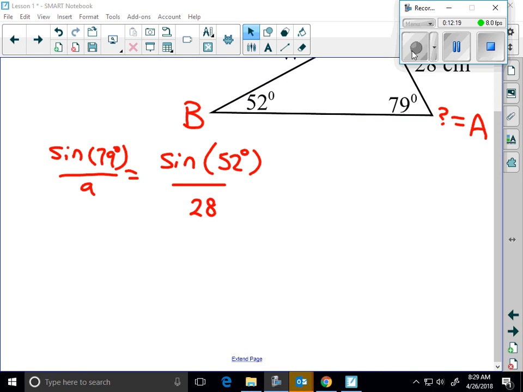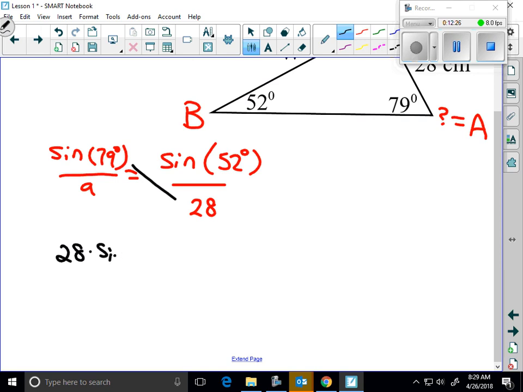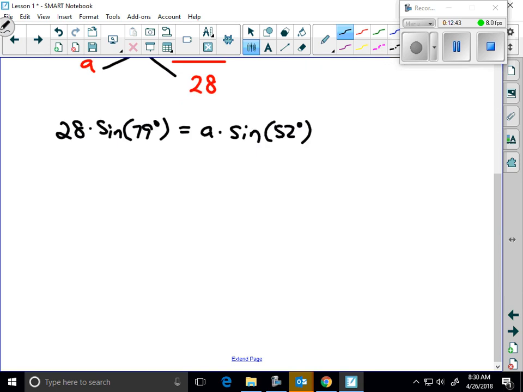Okay, here we go. I'm going to cross multiply. This is going to kind of look ugly, but 28 times sine of 79, that's scary. Is that 28 times 79? No. It's 28 times sine of 79. Okay? And then a times sine of 52. Scary. No, it's not scary.